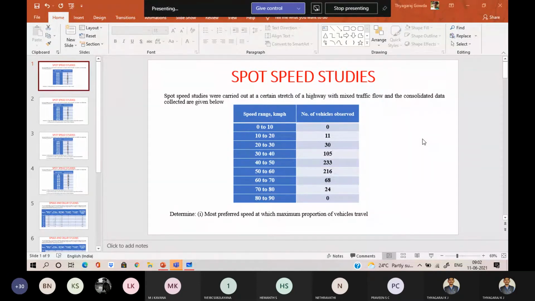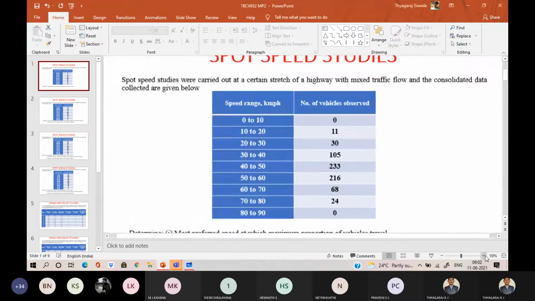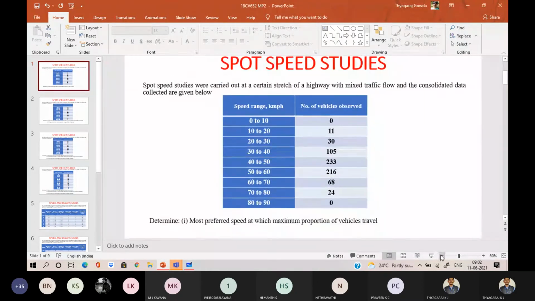Yes, sir. Okay, it's fine. If you are having the graph sheets, it's fine. Shall we move to the problem? We can move, right? Yes, sir. Okay. Note the first problem. Very simple problems are there in the second module.